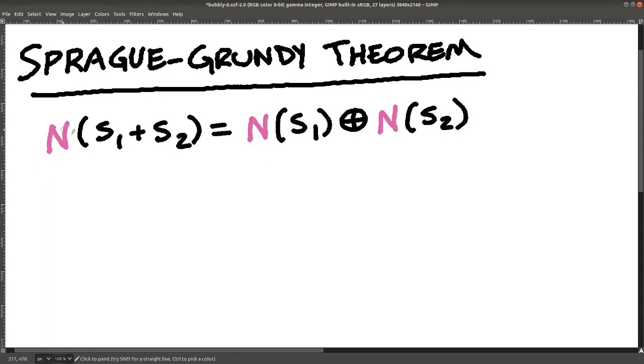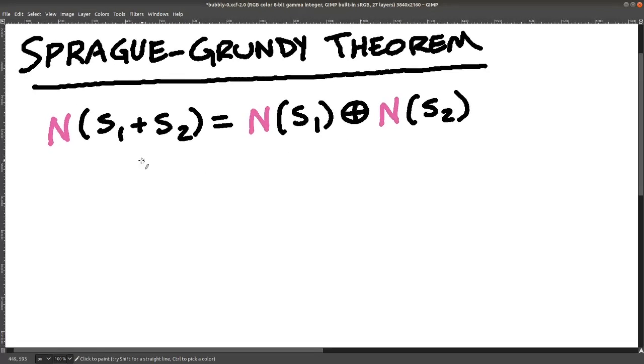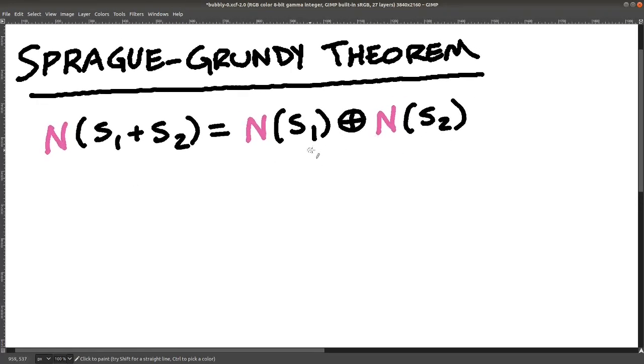Okay, so the Sprague-Grundy theorem says that the nimber of a state that's equal to S1 plus S2 is equal to the nimber of S1 XOR the nimber of S2. So basically this is saying that you can use nimber addition in any impartial game, even if it's not equivalent to a nim game. So of course we should look at an example.